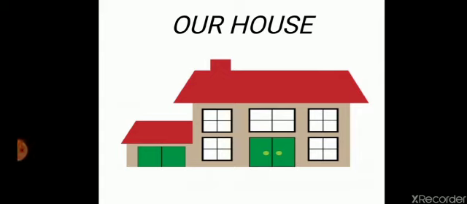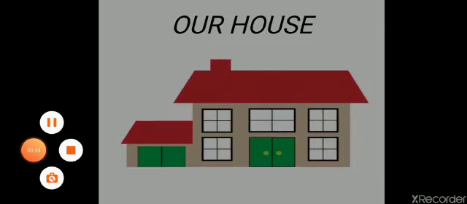My name is Sharanjeet and I am going to teach you EVS. Today's topic is our house. You all must be familiar with the term house. A house is a place where you live.